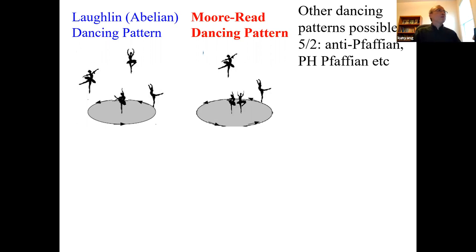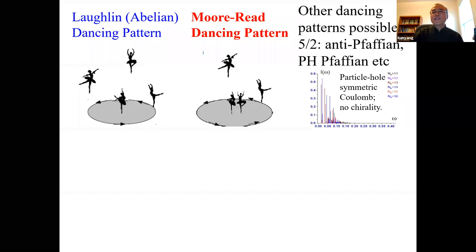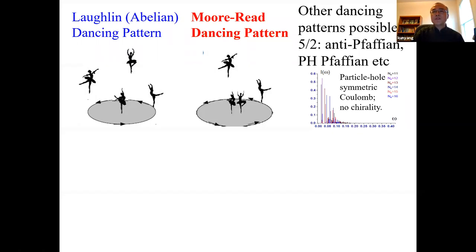So the last point, I think I have just 2 minutes, enough time to make it, is that we can use the graviton chirality to probe the chirality of the state and possibly distinguish among these competing states at five halves. If we just use the Coulomb interaction, like what we have been doing at half filling, you would get a particle-hole symmetric situation, so there would be no net chirality. And indeed, if you calculate the spectral function, you get exactly the same for plus two and minus two. So I don't need to specify which version this is.